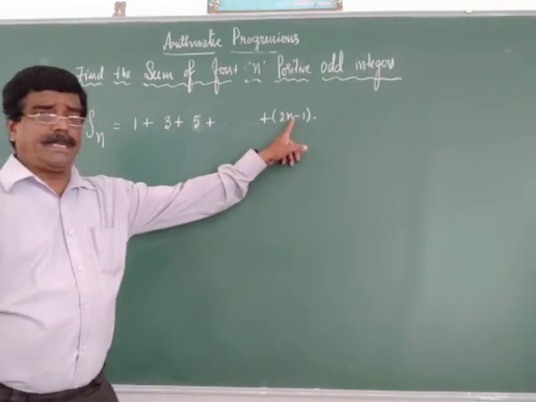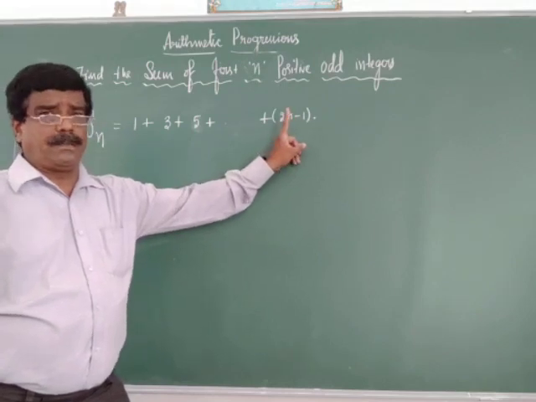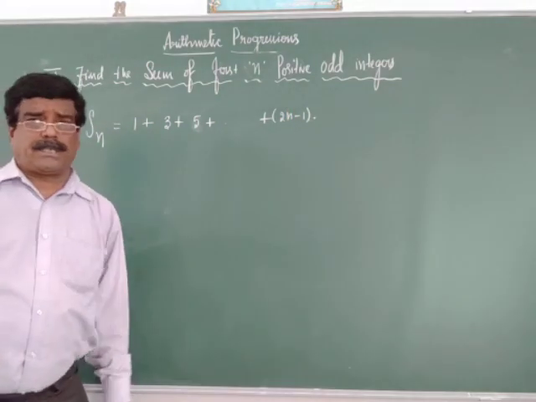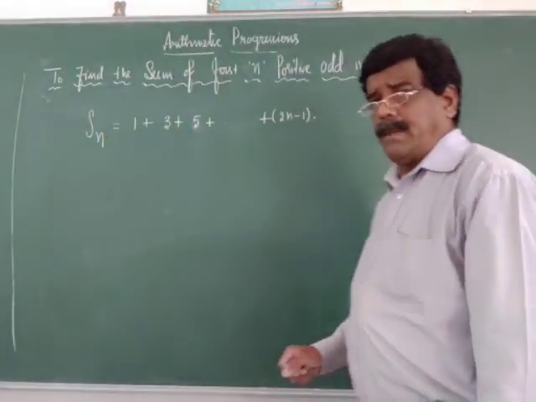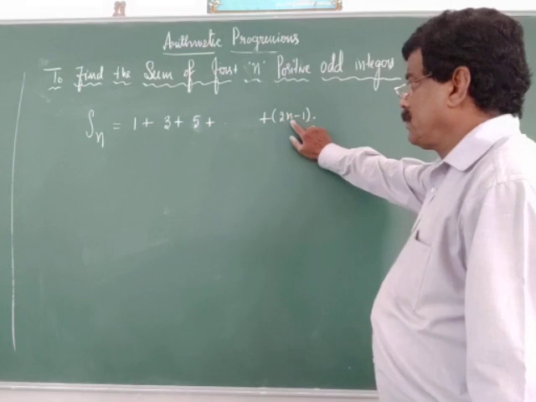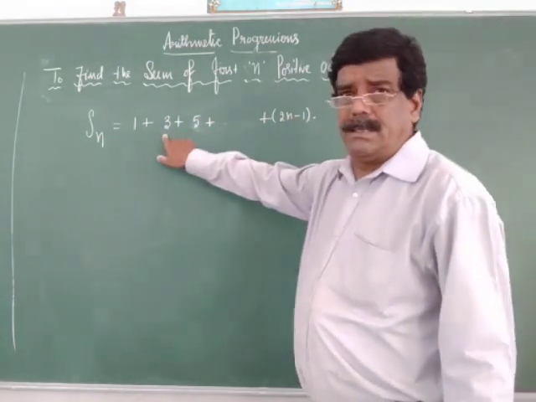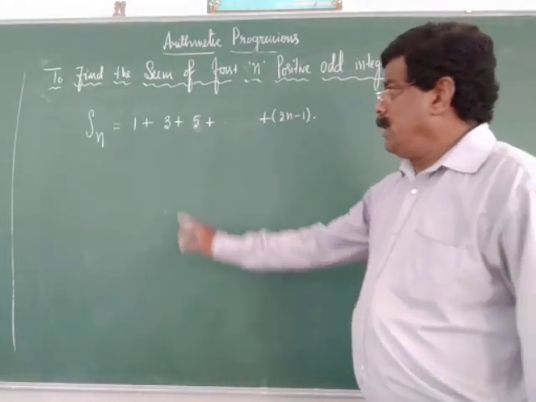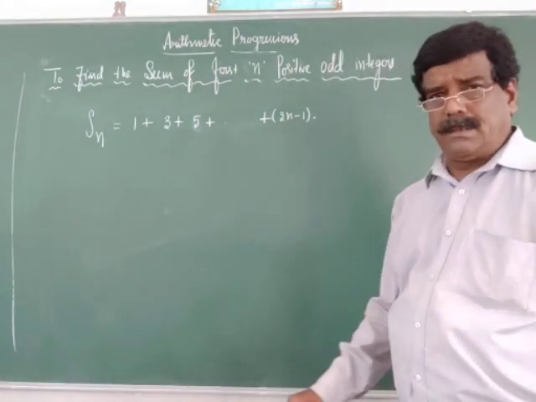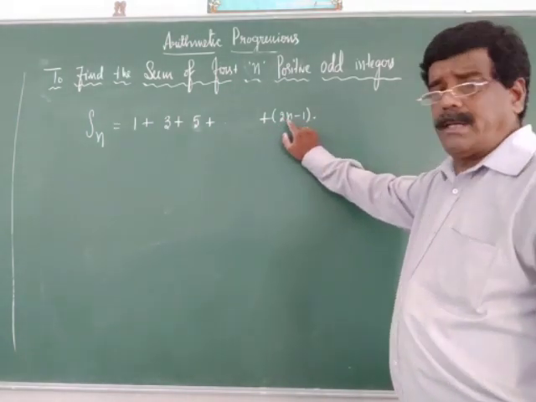For example, let me say n is 1. So 2 ones are 2, 2 minus 1 is 1. So you got the first odd integer. Or if we apply 2 in the place of n, let me check now. So 2 twos are 4, 4 minus 1 is 3. You got the second odd number. The third odd number is 5. You can check here. Third odd number means in the place of n write 3.